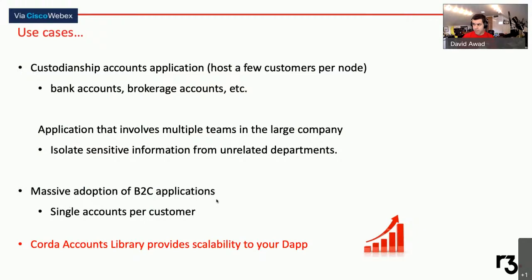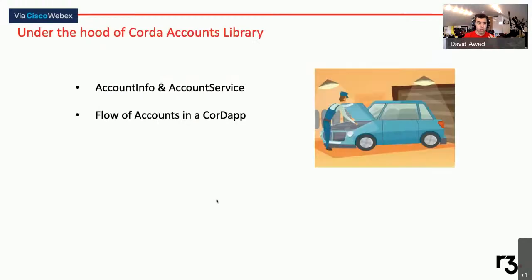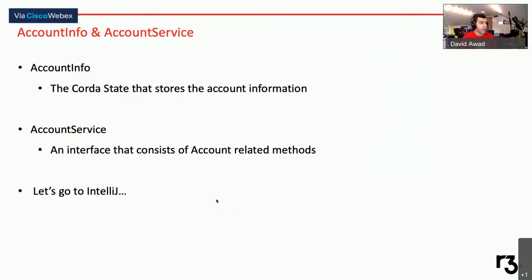So let's get under the hood a little bit. There's two or three things we're going to touch on just to give you a familiarity of how we use this relative to normal CorDapps. So that's the account info and account service structures or abstractions, I should say, and the flow of accounts in a CorDapp. So the account info is essentially the Corda state that stores account information. And then there is, of course, account service, the interface that consists of account-related methods, and I'll show you that in a little bit. Without further ado, I'll jump into IntelliJ so you guys can see what I'm really talking about here.